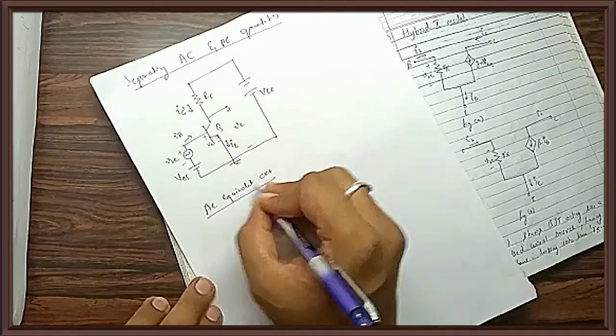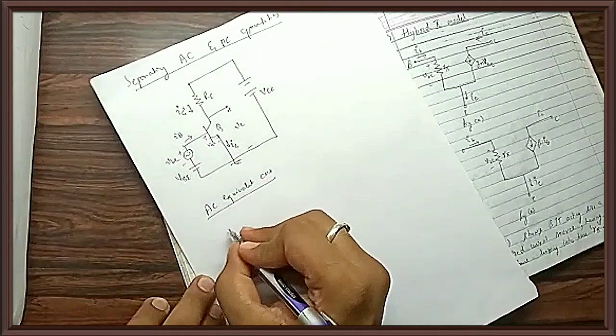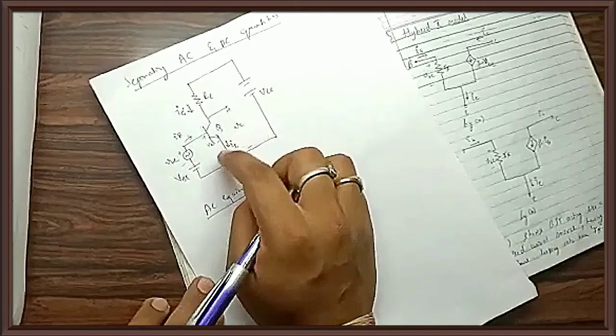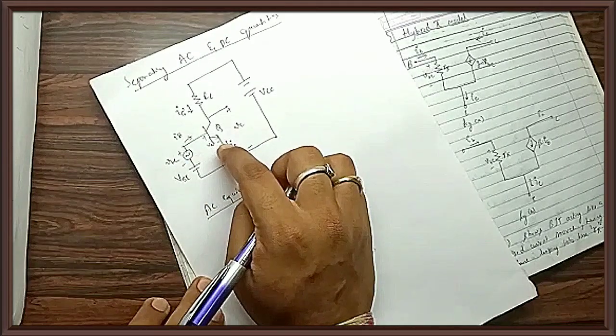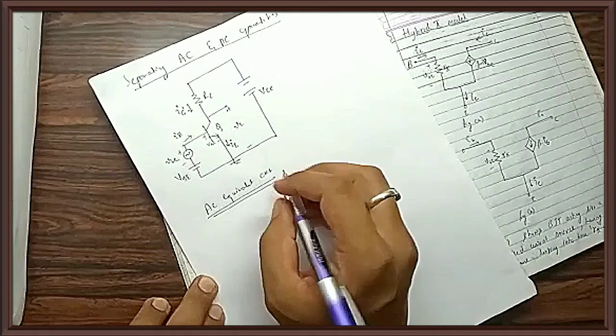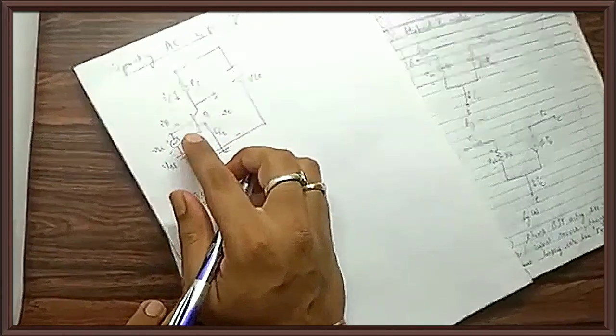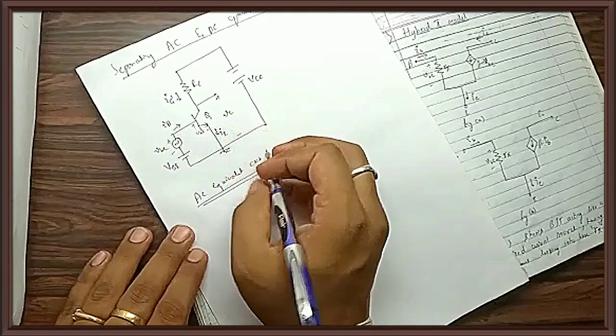The AC equivalent circuit, as I said, is obtained by short circuiting the DC voltage source, and if there are any capacitors, then capacitors will be replaced by short circuit. Fine. So depending on the frequency, obviously. Here, since there are no capacitors, I will not be taking capacitors into consideration.